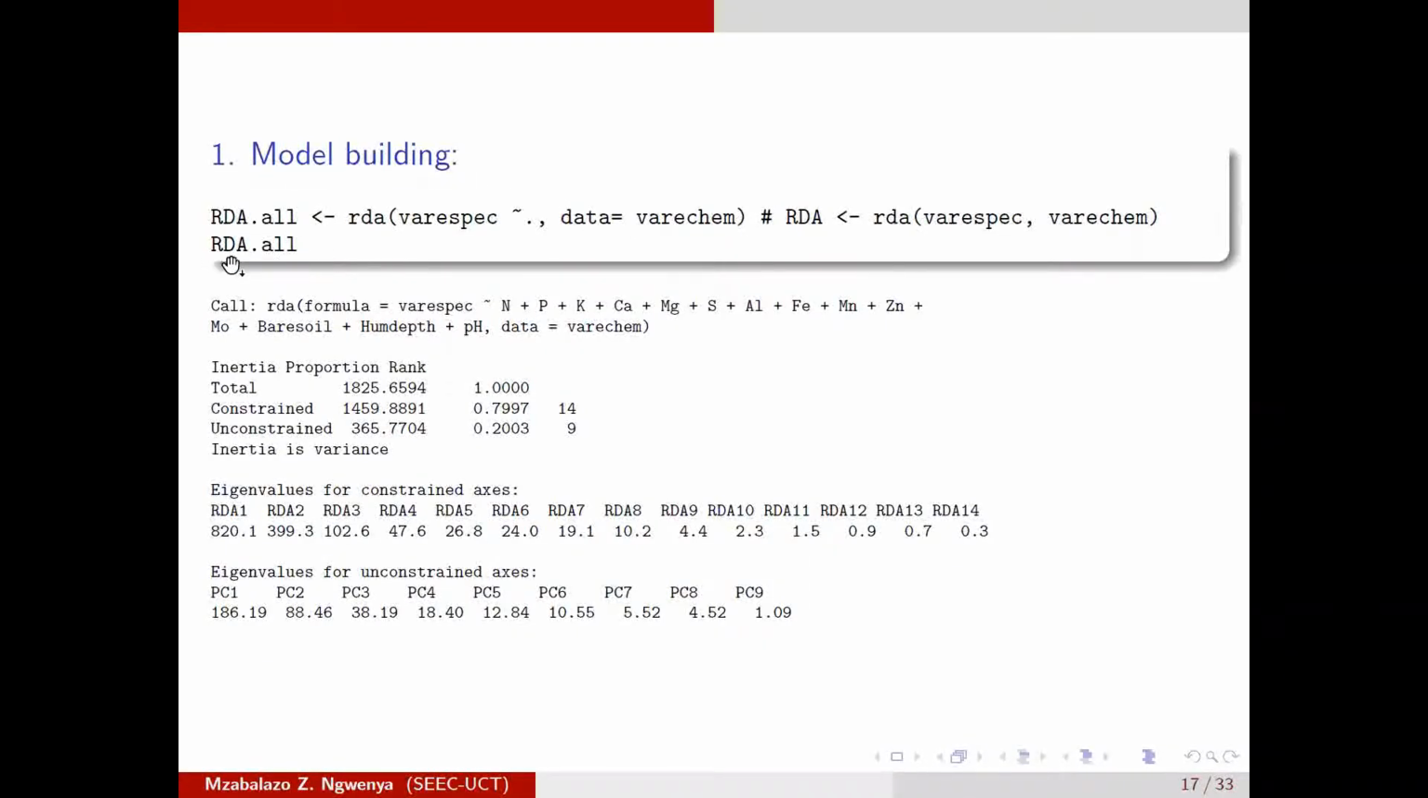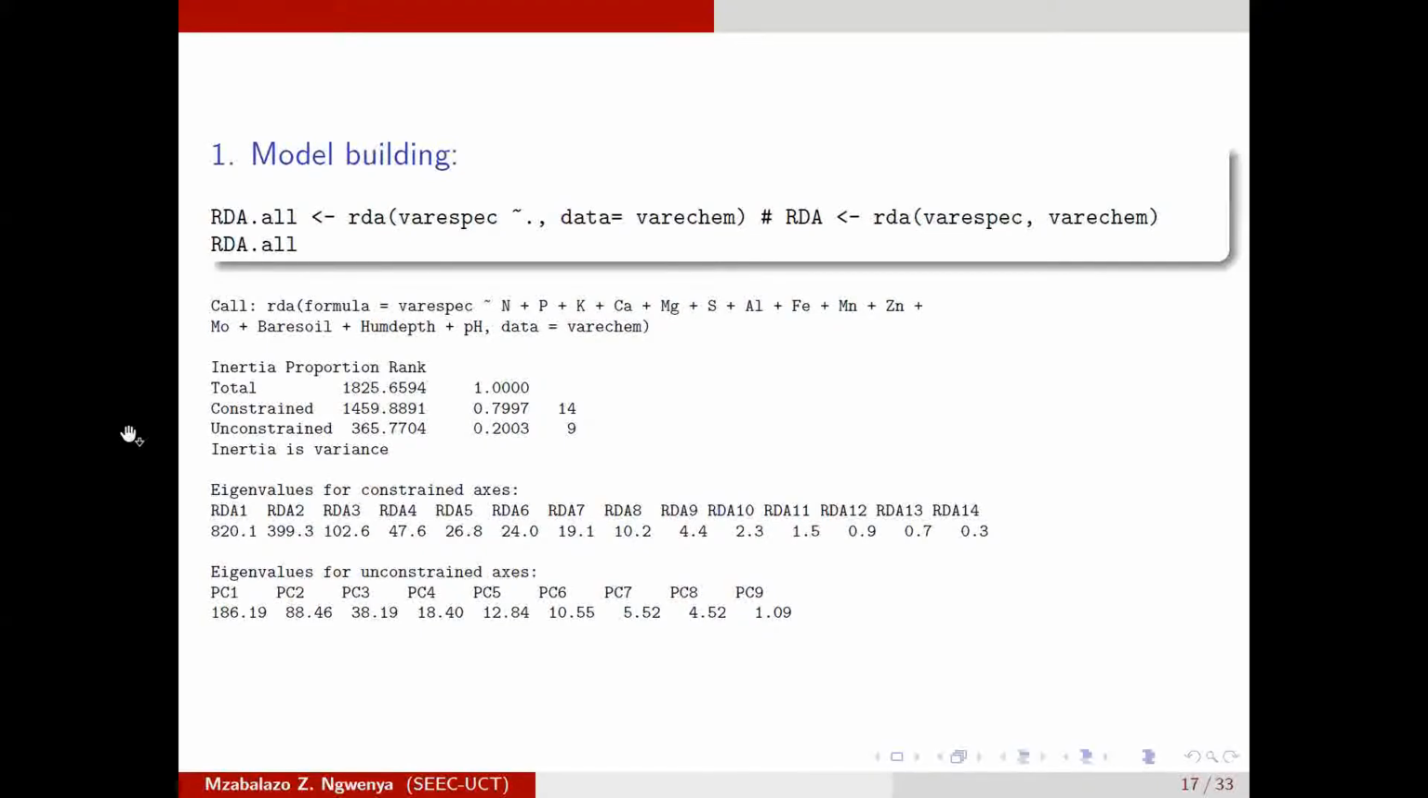So we've performed an RDA. We've constrained our ordination using our 14 environmental variables. Let's see what we get out. As before, we get out some information. It's telling us about the total inertia in our data set, how much of the inertia, that's the variation, is explained by our constrained ordination, and how much is explained by our unconstrained ordination.